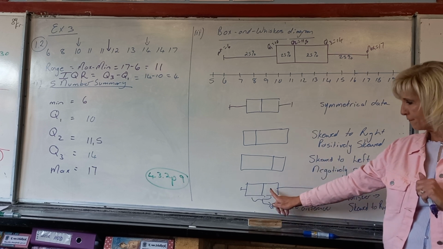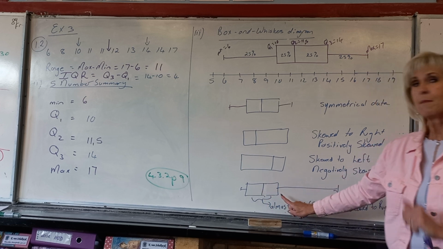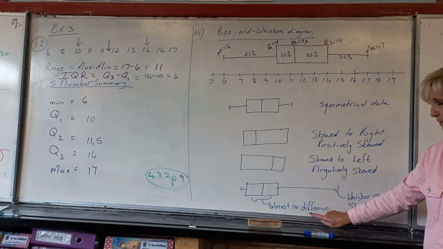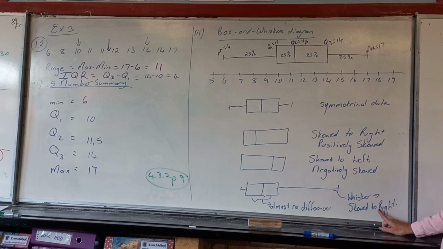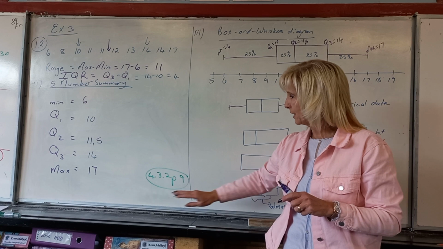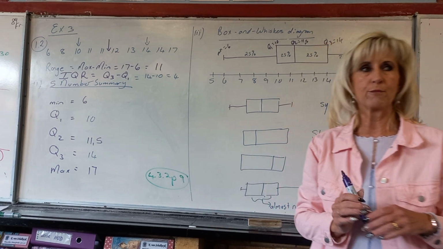And then if the box is quite the same, but there's a huge difference with the little whisker, then you'll say because of the whisker, it's going to be skewed to the right. Still the right hand side. Okay, then there's another exercise exactly like this one on page 9, 4.3.2 that you're doing for me for homework.